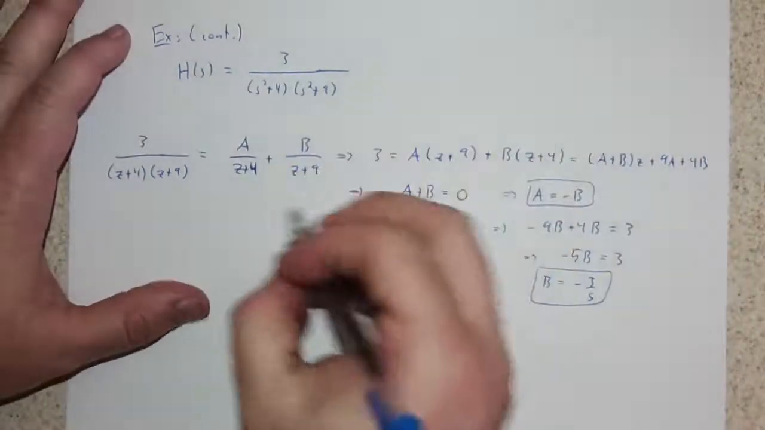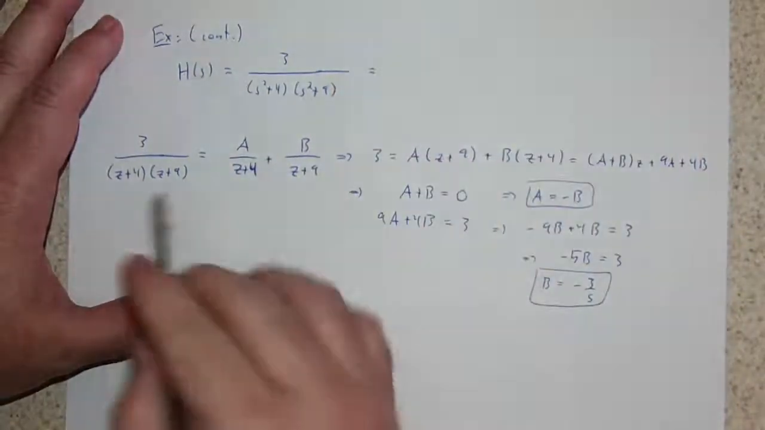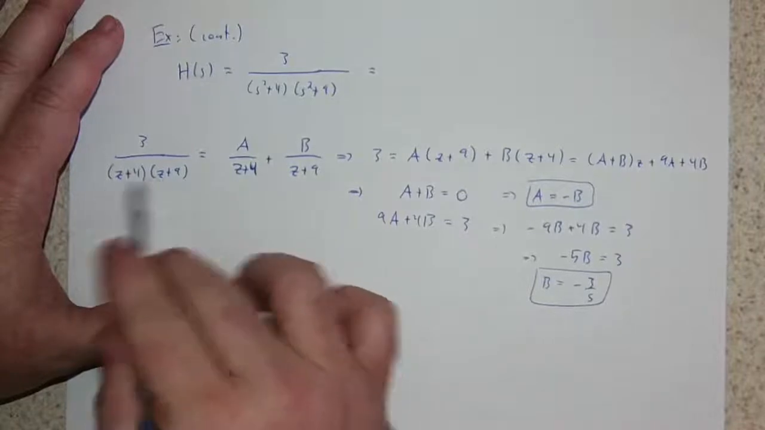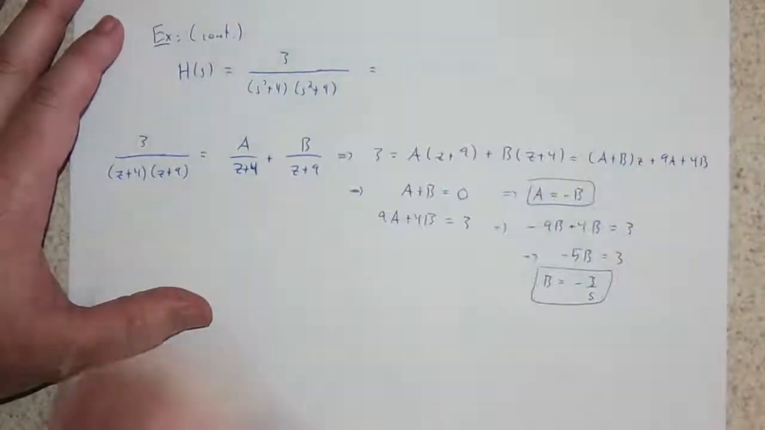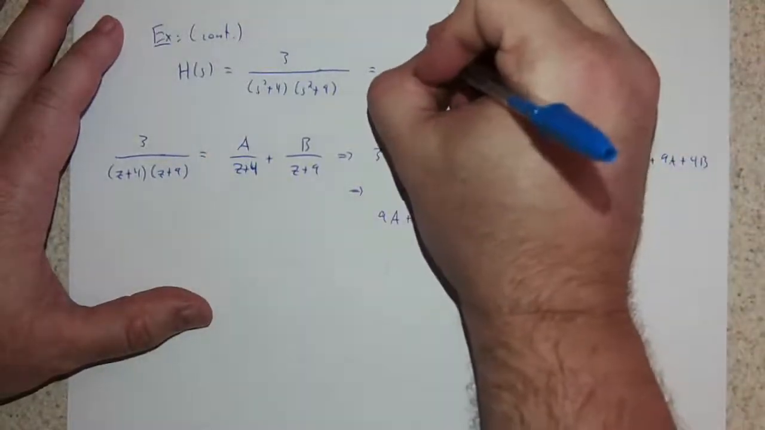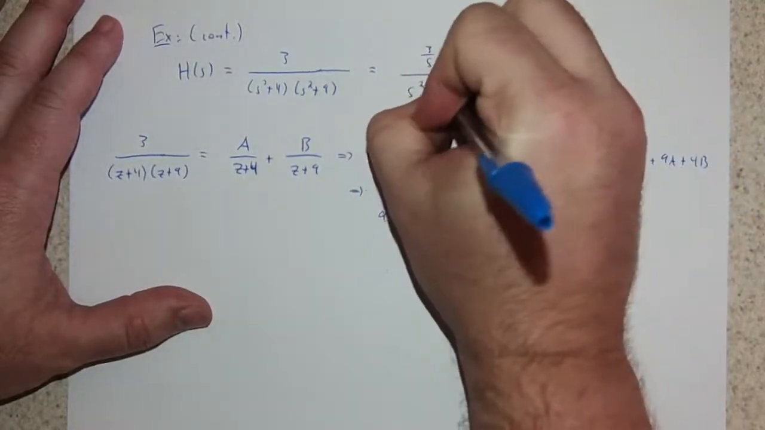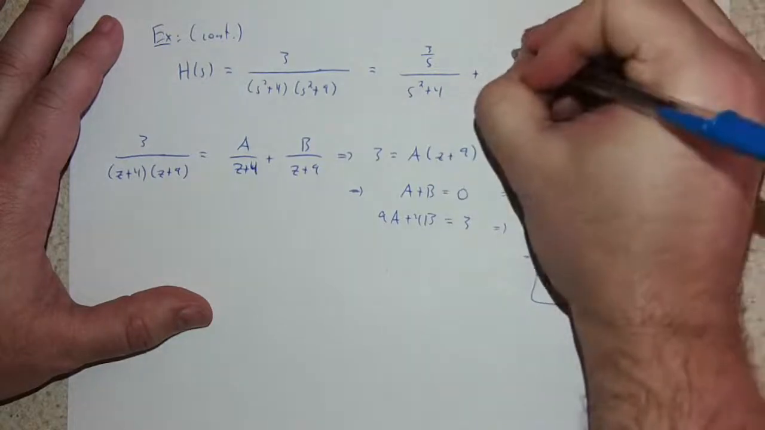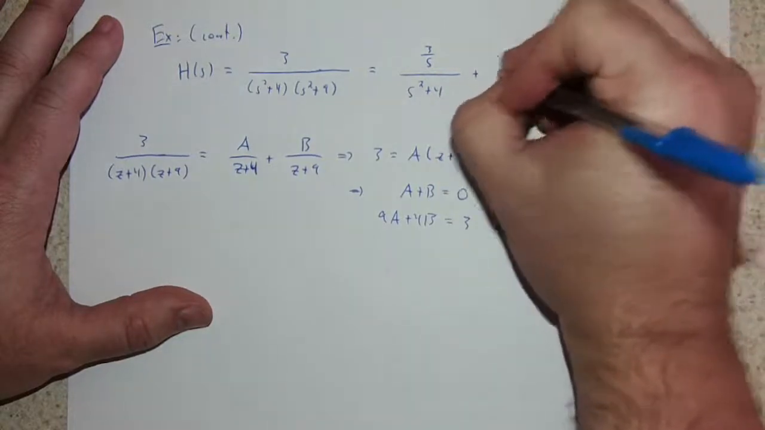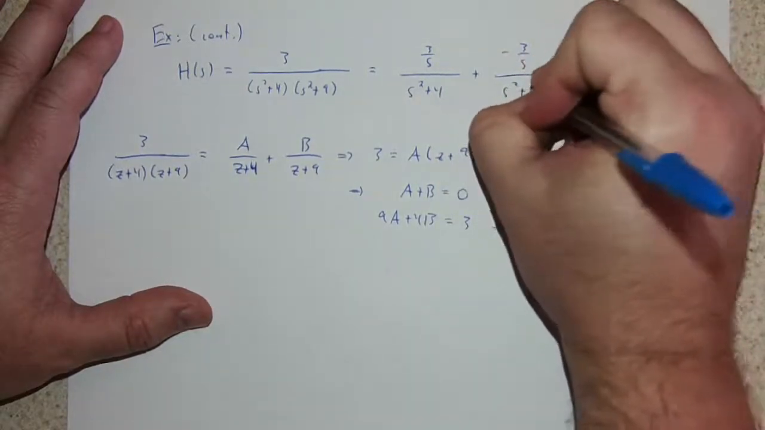And so what we have done here is actually shown that, of course, it doesn't matter what this c was, this can be rewritten as 3/5 over s squared plus 4 plus minus 3/5 over s squared plus 9.